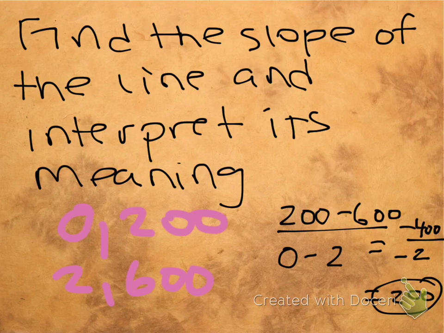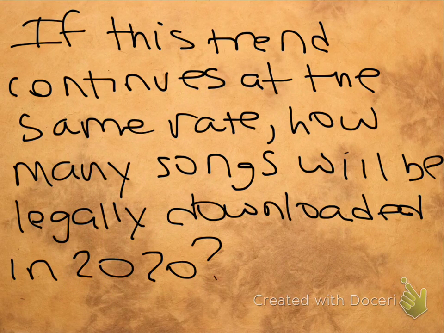What that means is the number of songs downloaded legally increased by about 200 songs per year. And then the last part is, if this trend continues at the same rate, how many songs will be legally downloaded in 2020?